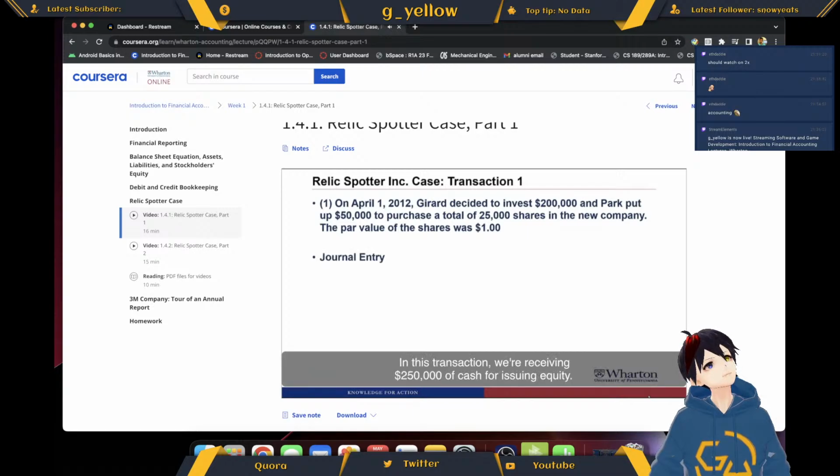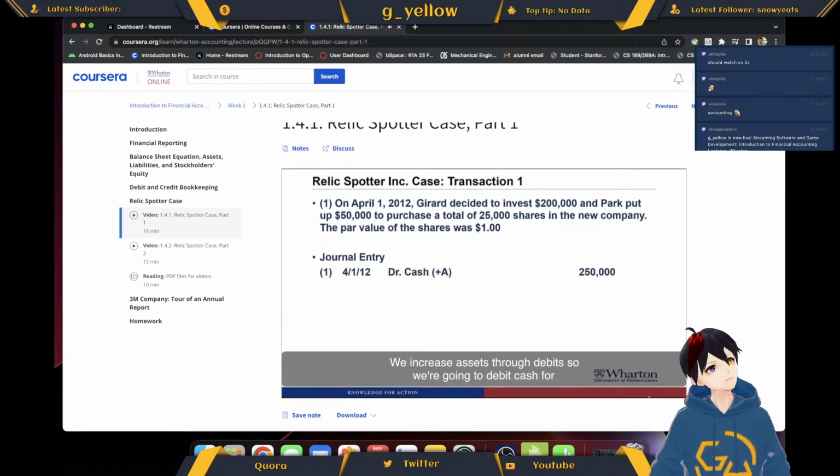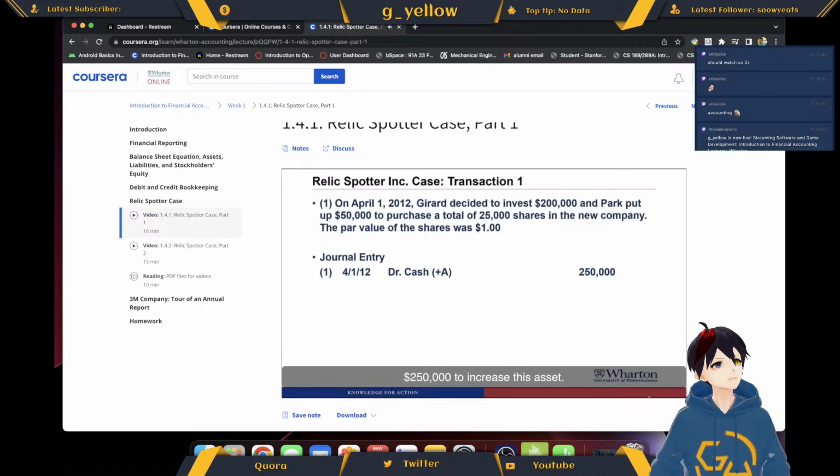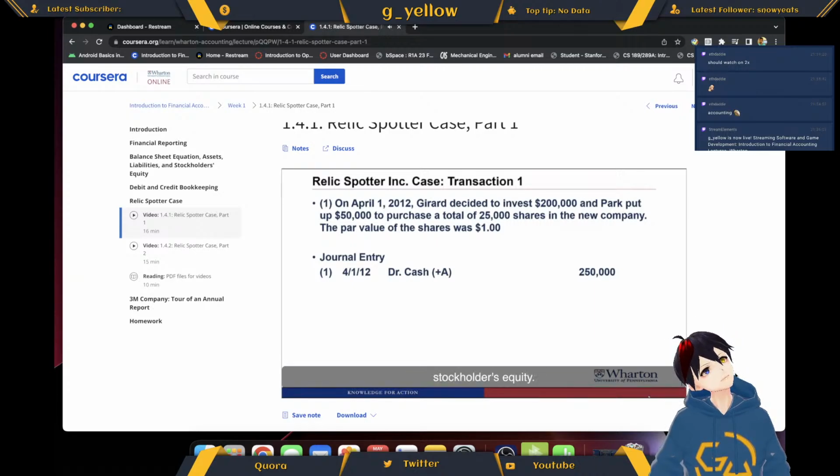In this transaction, we're receiving $250,000 of cash for issuing shares. Cash is increasing by $250,000. We increase assets through debits, so we're going to debit cash for $250,000 to increase this asset. We also have a $250,000 increase in contributed capital, which is stockholders' equity.